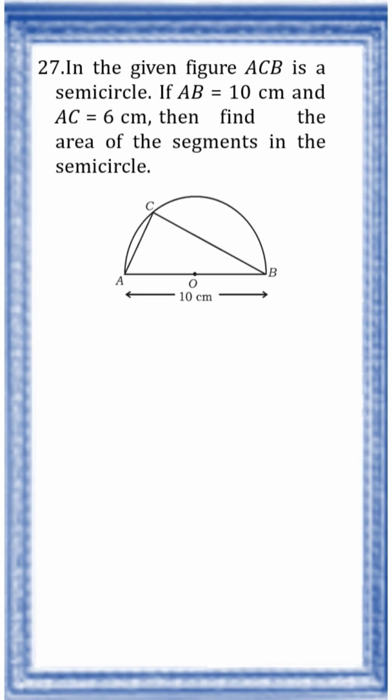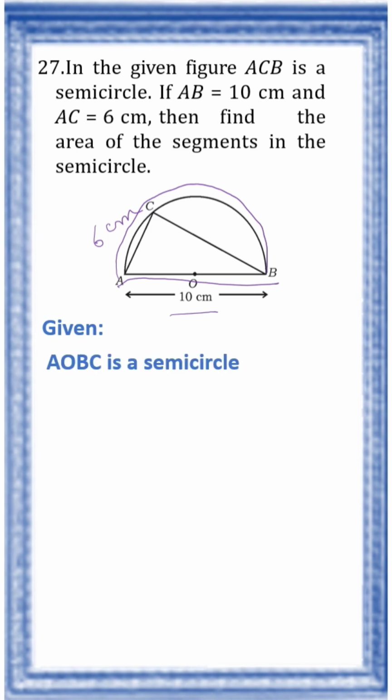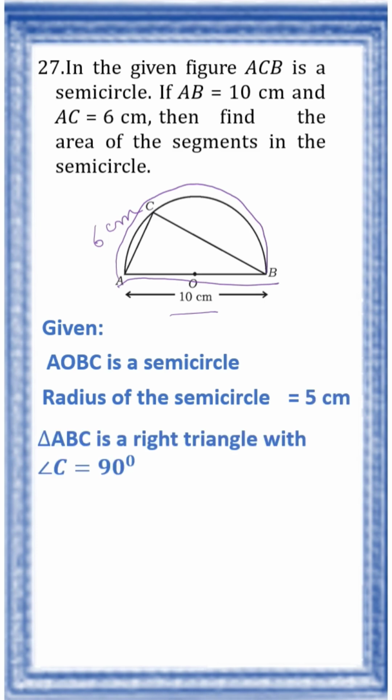Now 27th question. In the given figure, ACB is a semicircle. Observe, this is semicircle ACB. AB is 10 cm and AC is 6 cm. Then find the area of the segments in the semicircle. Okay. What has been given here? ACB is a semicircle. Radius of the semicircle. AB is given. That is diameter of the semicircle. That is 10. 10 by 2, that is 5 centimeter.